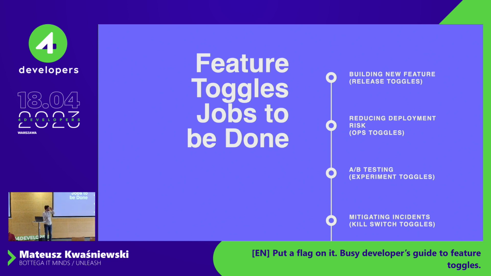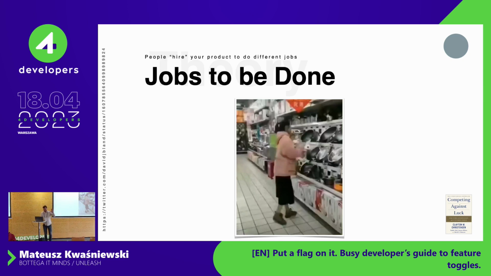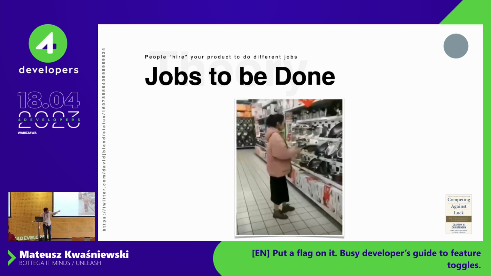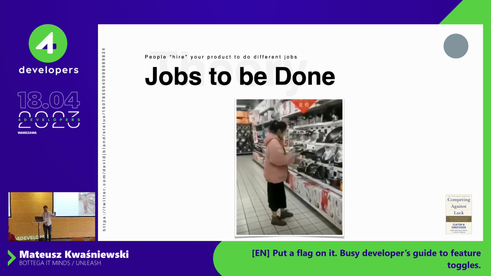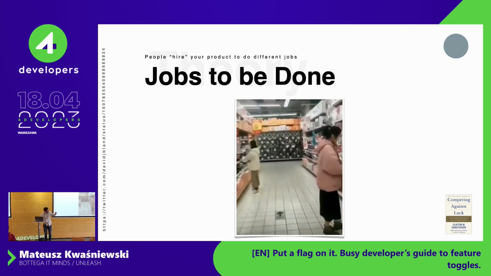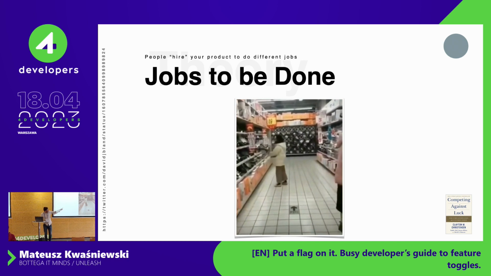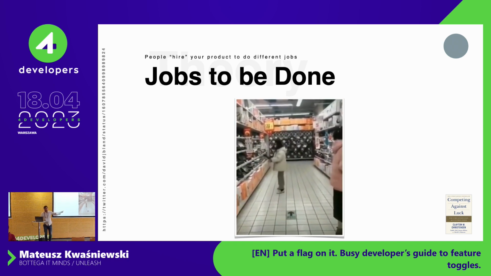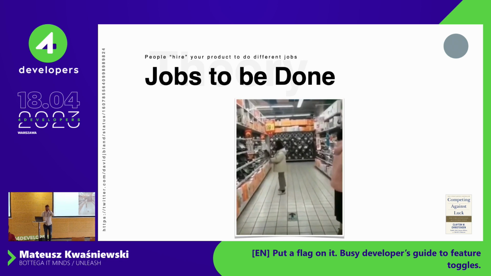By the way, how many people are familiar with jobs to be done theory? Who has heard this term before? Jobs to be done theory. Okay, one person. Okay, so people basically hire your product to do different jobs. So this lady here, she's hiring this frying pan for some experimentation purposes. But the other lady in the background, she's hiring this frying pan as a kill switch, okay, to pacify her partner who didn't buy her tickets for this lovely conference here.